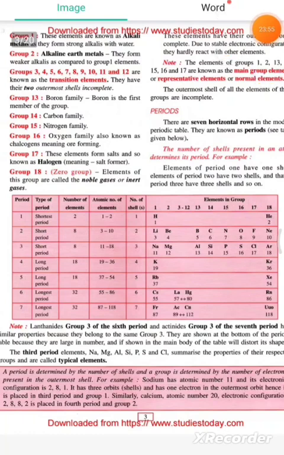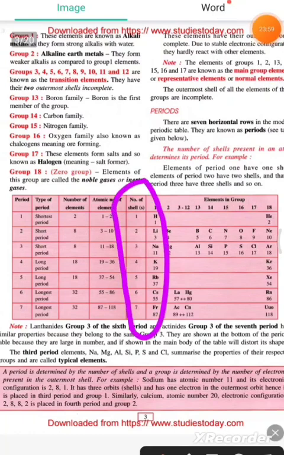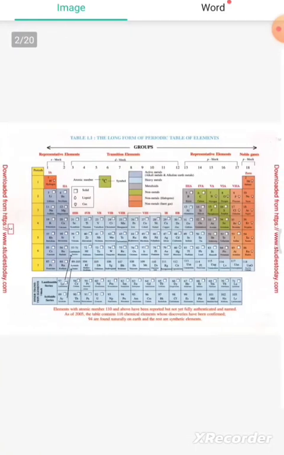Here also, you can see the number of cells. In period 1 there is only 1 cell. In period 2 there are 2 cells. In period 3, 3 cells. So we can see the period number signifies the number of cells present in that period. So if you are talking about the 4th period, that means the number of cells is 4. If you see in the periodic table, I think you can clearly understand.